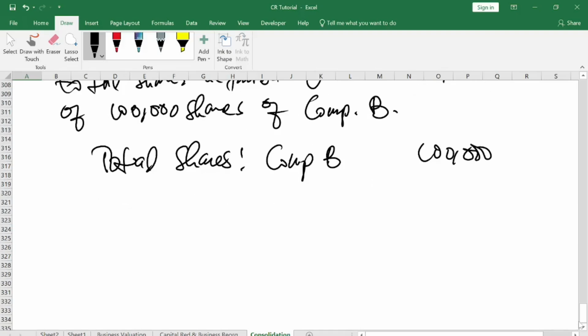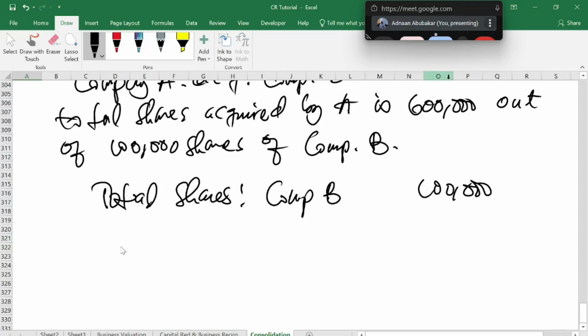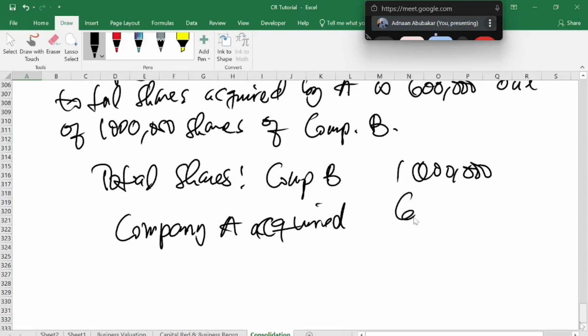The total shares in company B is 100,000, and company A acquired how much of the shares? No, watch here. Company A acquired 600,000 shares of company B at 50 million. The total shares acquired by company A is 600,000 out of, let me say, 1 million shares. So company A acquires 600,000 of the shares.